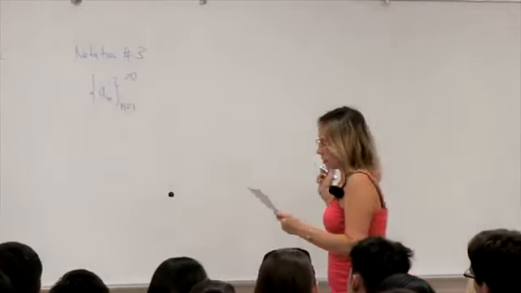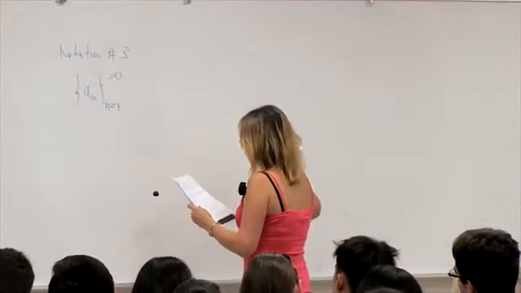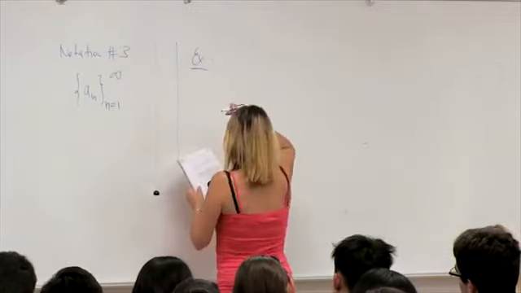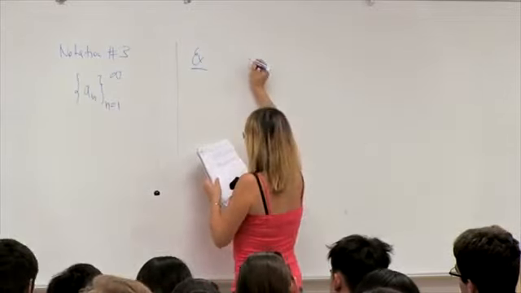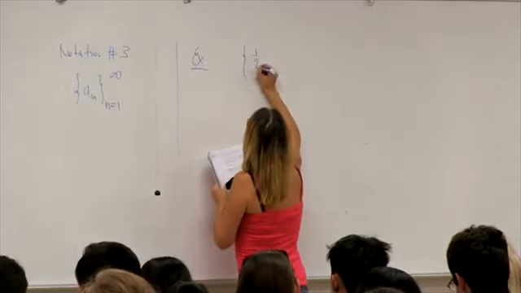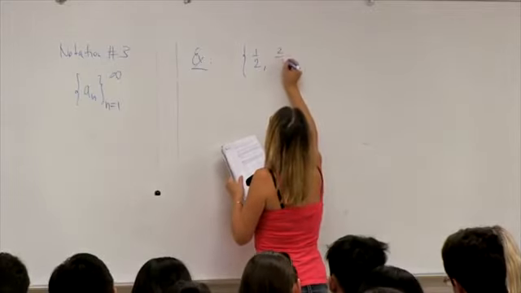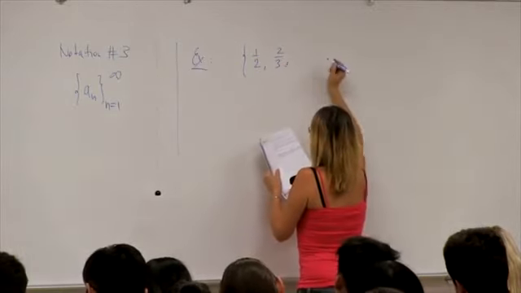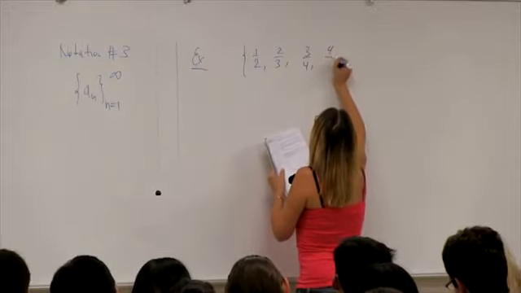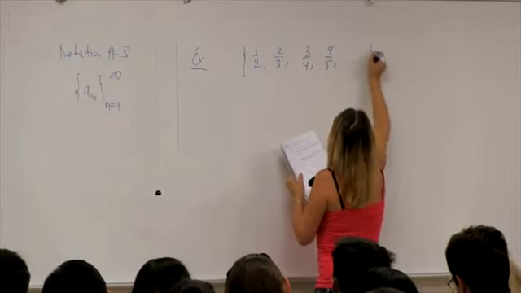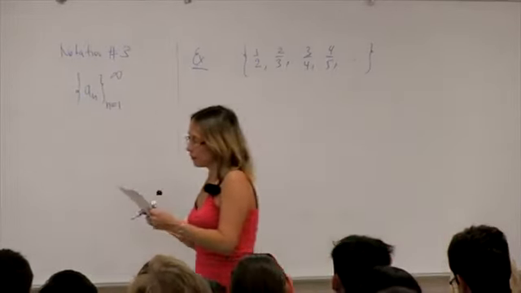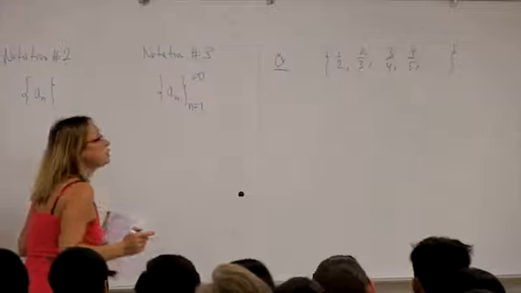So for example, let's consider the following sequence: 1/2, 2/3, 3/4, 4/5, ... Okay, so let's figure out how this can be written as one formula.